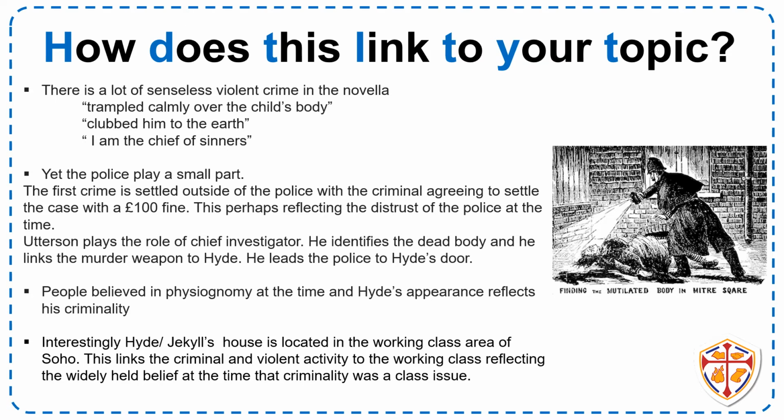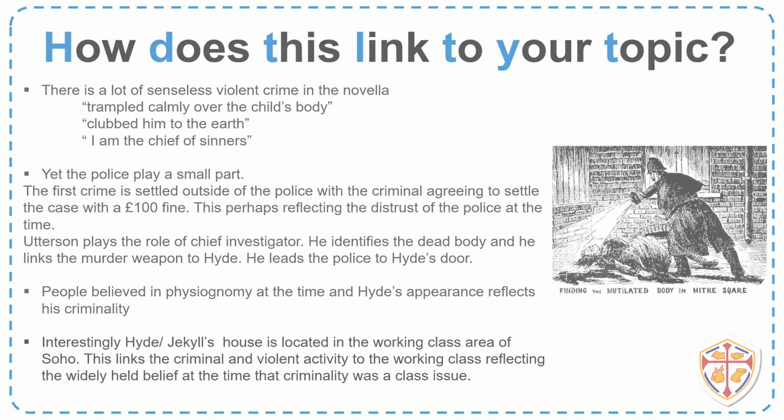Furthermore, people at the time believed in physiognomy, and Hyde's appearance reflects his criminality. The final point we could make is that Hyde and Jekyll's house is located in the working class area of Soho. This links the criminal and violent activity to the working class, reflecting the widely held belief at the time that criminality was a class issue.